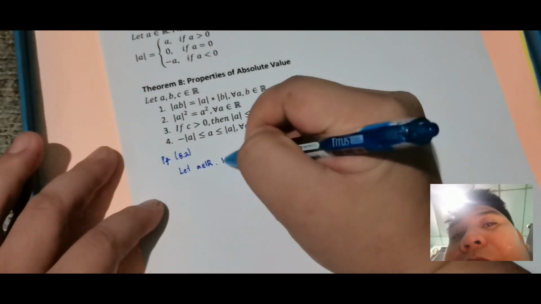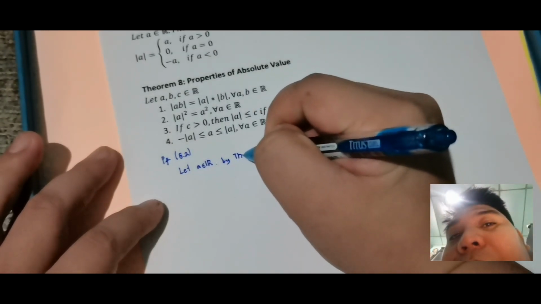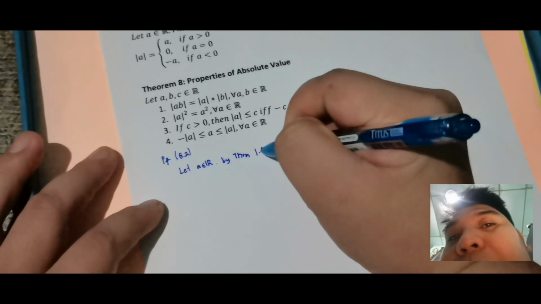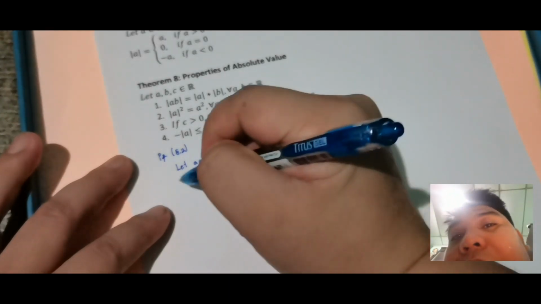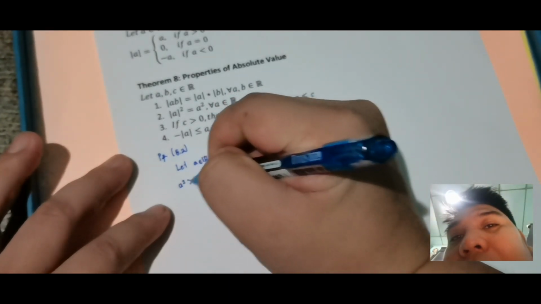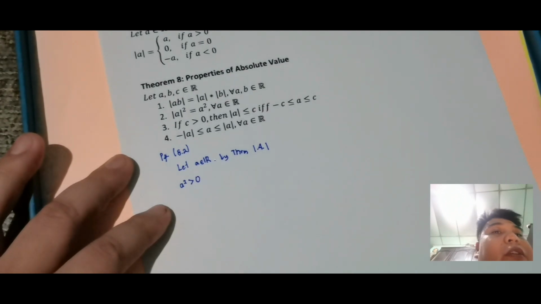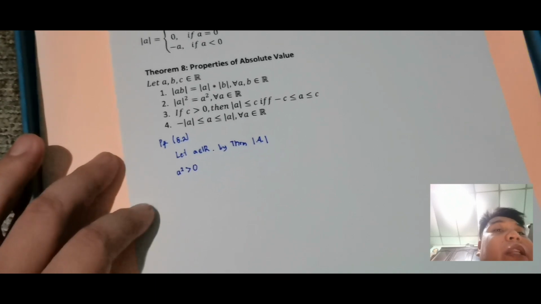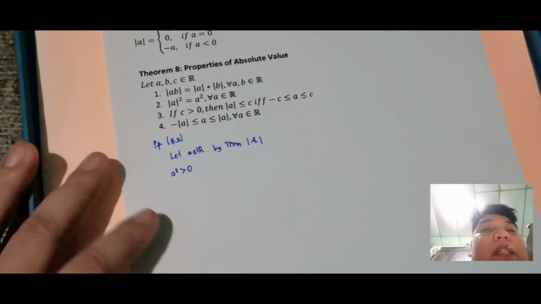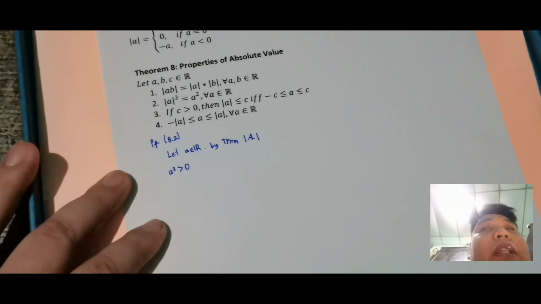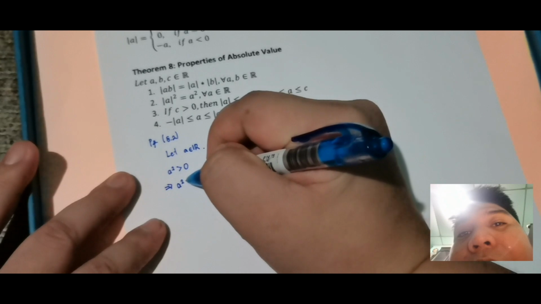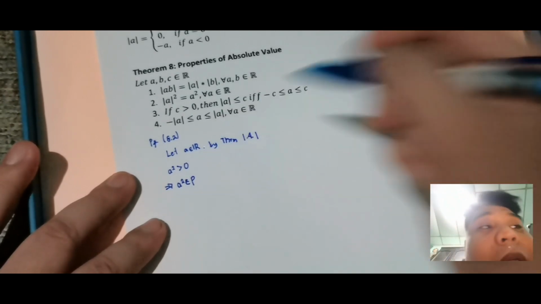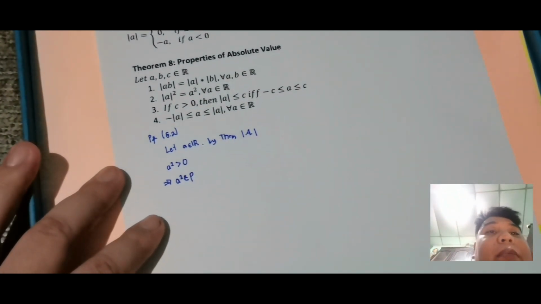So, by theorem, yung ginawa ko kanina, by theorem 1.4.1, okay, sinasabi niya, that is A squared is greater than 0. Okay, yun yung sinabi ng theorem 1.4.1. So, pag element ka ng real number, yung A squared automatic greater than 0. Okay, so next is, pag yung A squared greater than 0, that is, this implies that A squared is an element of P. Okay, so yan yung binabalik-balikan ni sir.